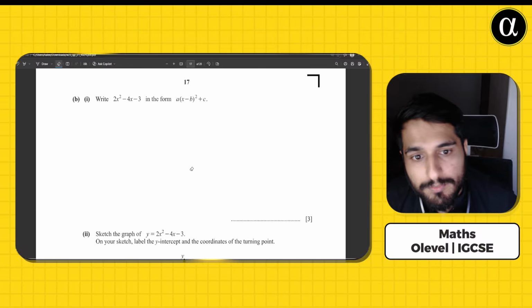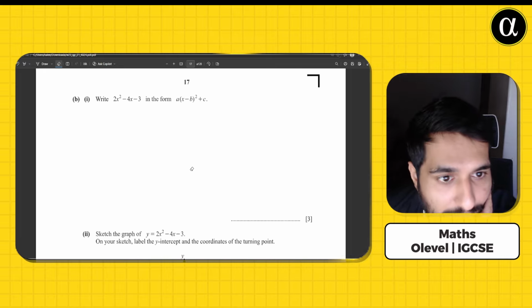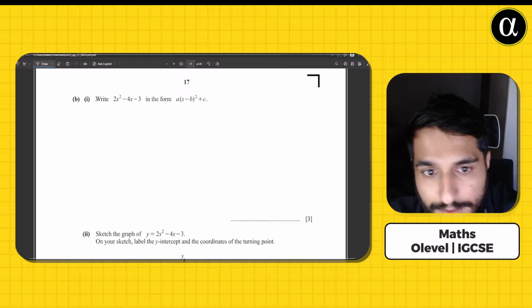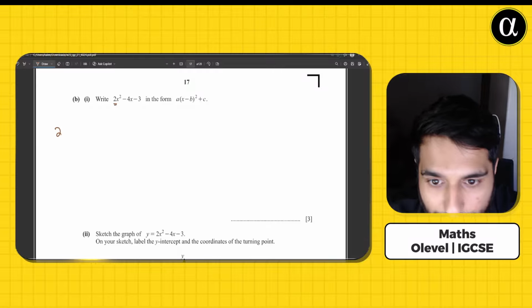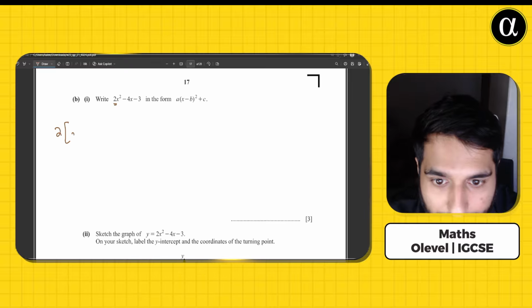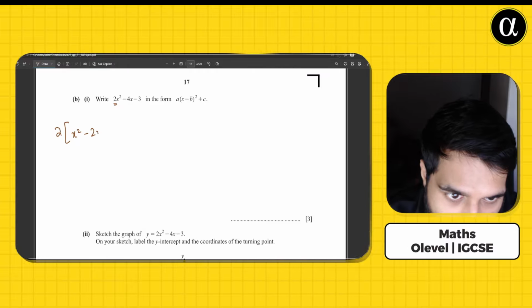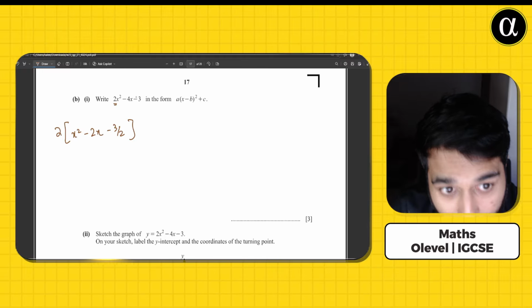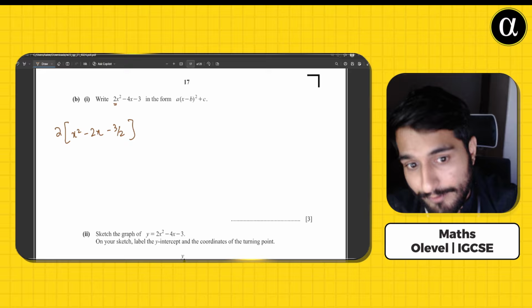Now, this part says 2x squared minus 4x minus 3 in the form. We need to write it in that format of completing the square. So what we're going to do is we need to get rid of this 2. For that, we'll take this 2 as common. We'll be left with this. We take 2 common from here. We can't take 2 common from 3, so we are going to divide it by 2 instead, right?